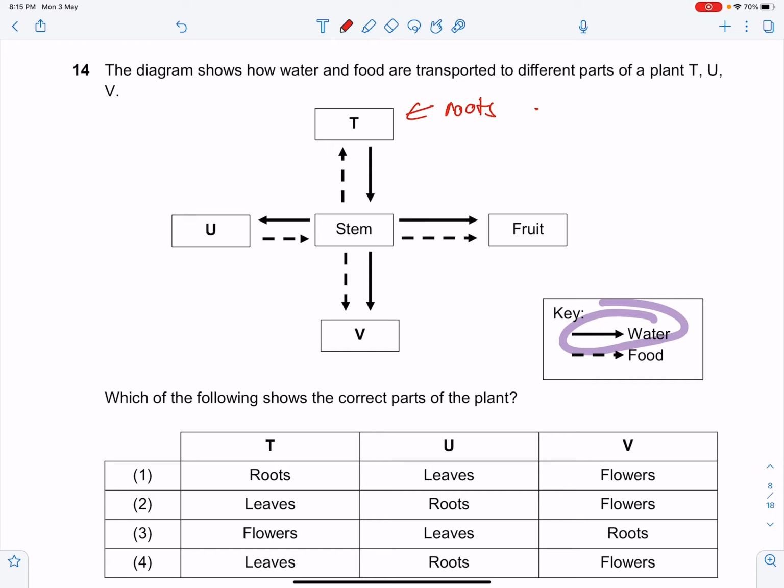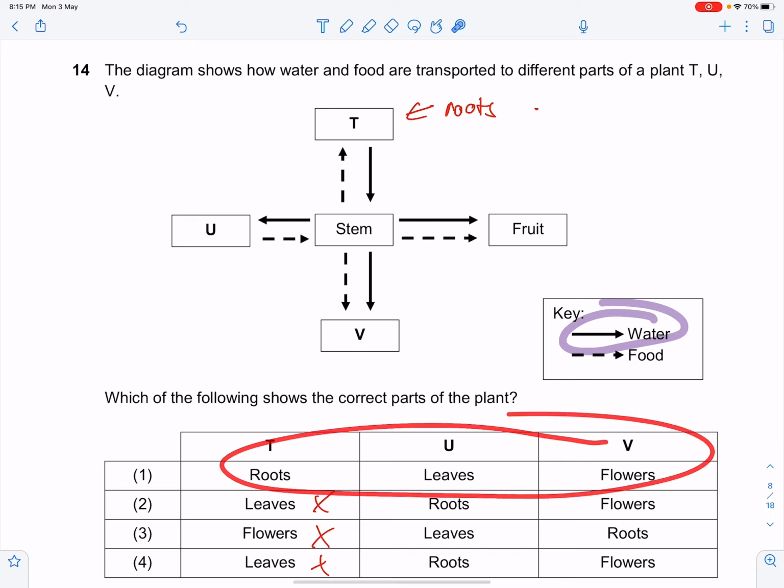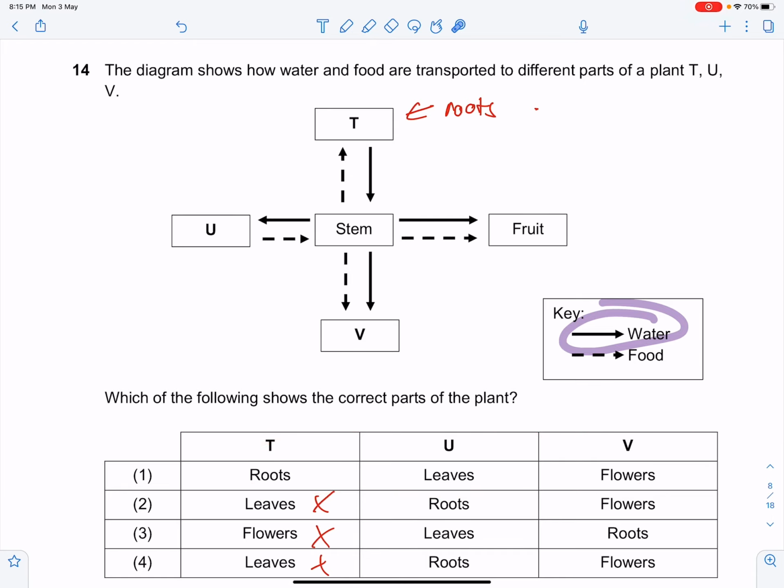So if we look at the first column over here, leaves is wrong, number 2 is wrong, 3 flowers is wrong, 4 is wrong. Oh wow, so this question basically only leaves us with one option, which is option 1 over here. However, remember with MCQ questions, it can be very tricky. We want to make sure that this is definitely the answer. So I'm going to check the rest, U and flowers, these 2 tallies.